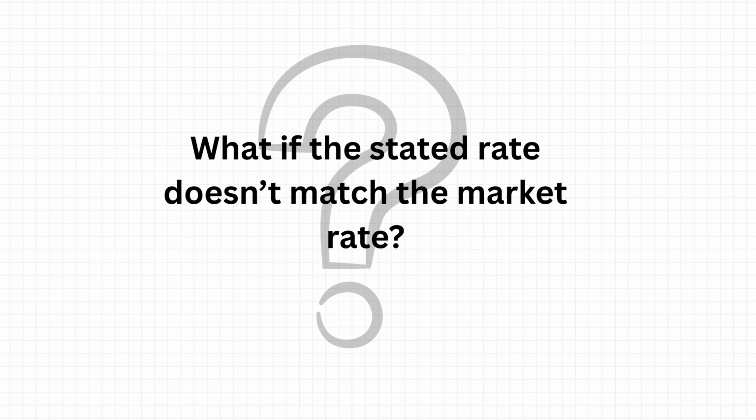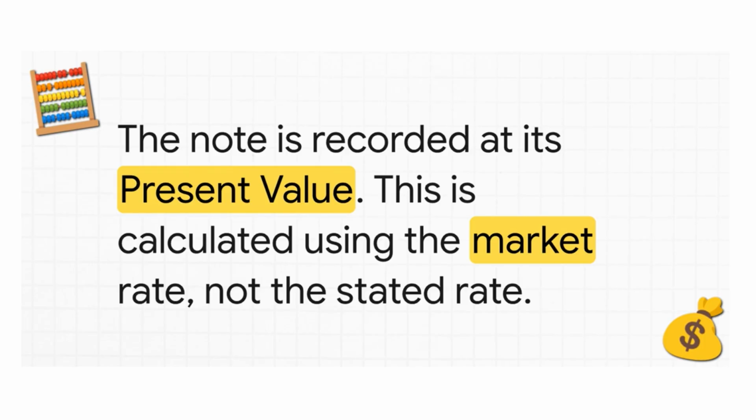But it's not always easy like that, right? So what happens when those rates don't match? This is when the real accounting happens. Well, we can't just record it at the face value anymore. Instead, we have to record it at its present value, using the market interest rate to do it. So, how do we find that present value?